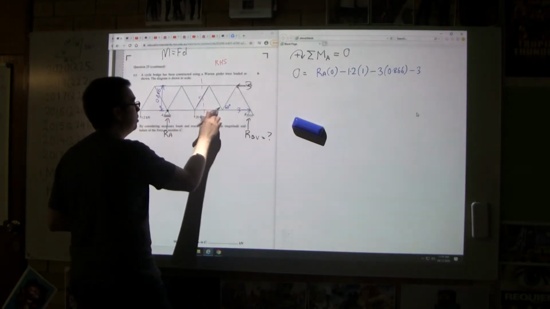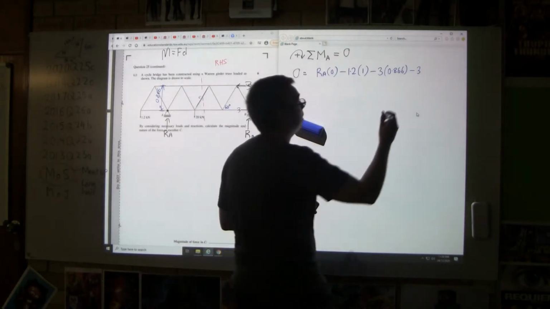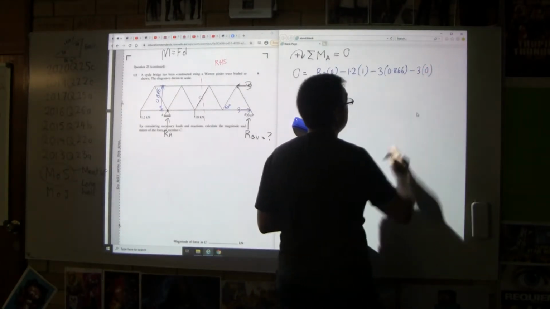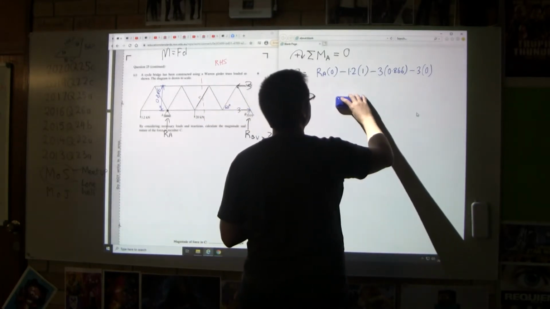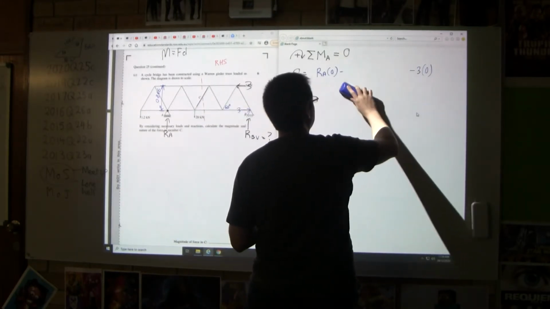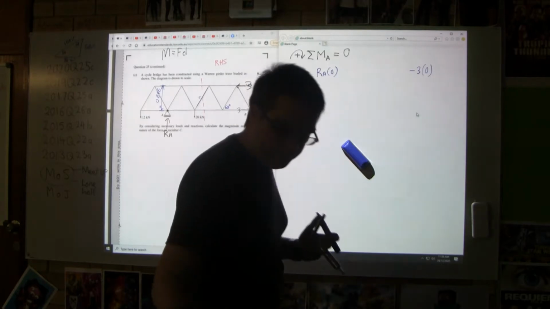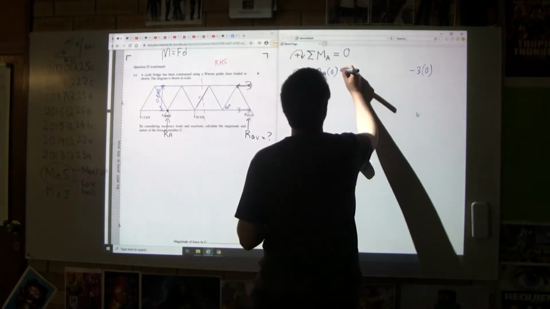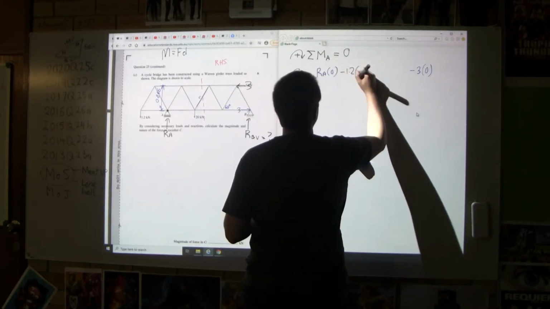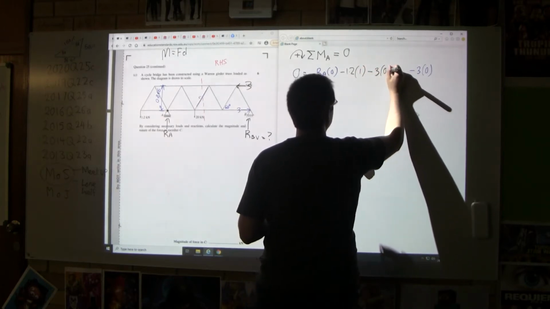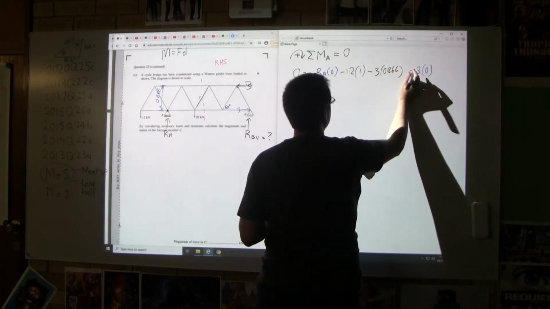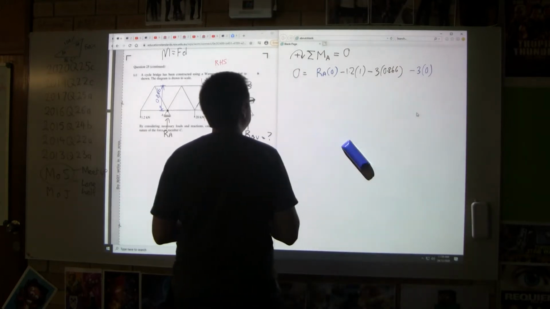Oh, I said I was only going to do that stuff in blue. Okay, I'll rewrite the ones that matter. I often go over the two lines, I apologize for that. Okay. Minus 1.2 brackets 1 triangle, minus 3 brackets 0.866 triangles, and then minus 0.